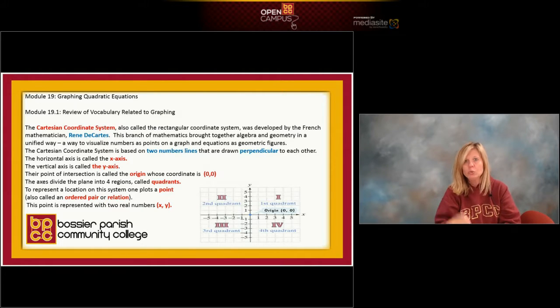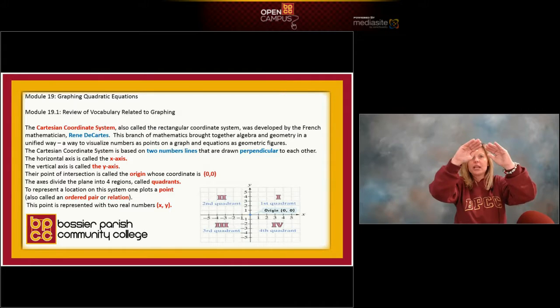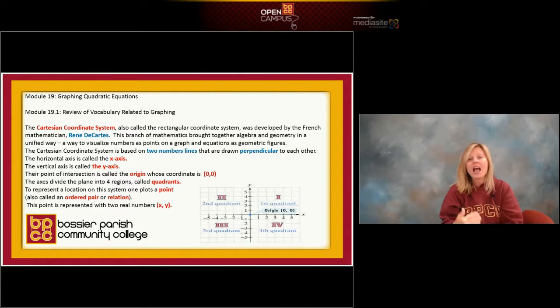So pair means 2, and ordered means they go in alphabetical order. You always list the value of x first, which way you moved horizontally, and the value of y second, which way you moved up or down. When you list an ordered pair, a point, or a relation, all 3 of those words mean the same thing. When you list it, it has to go x comma y. And if it's truly an ordered pair or point, it's always put in the grouping symbol parentheses. And that's just notation. Don't fight it. Just write the point correctly.